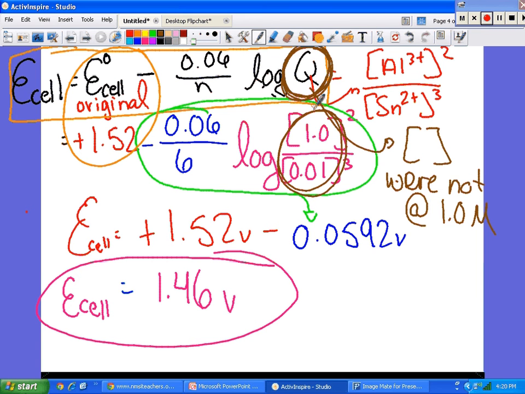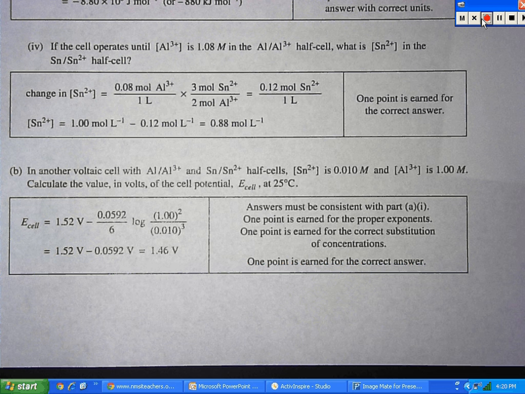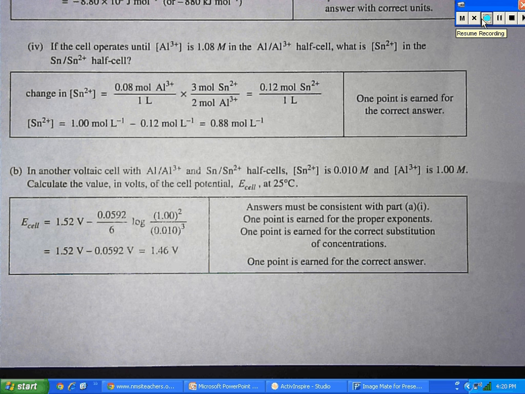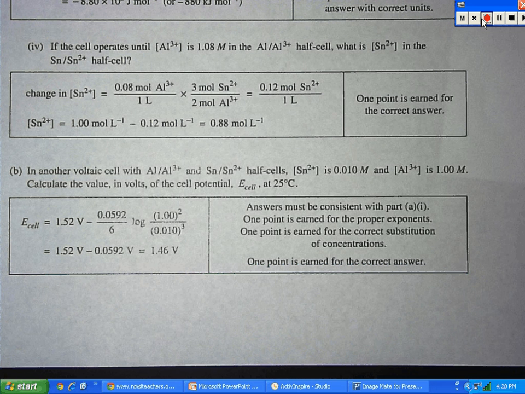Okay. This is what they did for this part. So you see what I'm talking about? How they said the change in concentration of the Sn2. So they got the 0.08. And again, this moles per liter is the same thing as saying molarity. And then they did the mole to mole ratio. They got that, and then they subtracted it from the original concentration, which gave you 0.88.